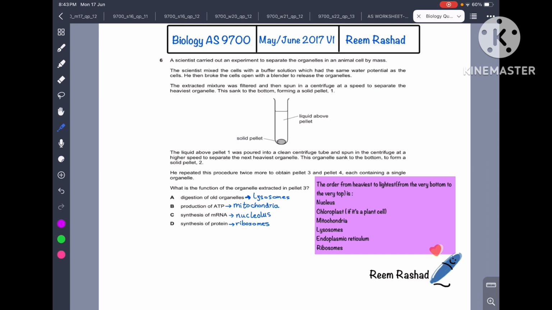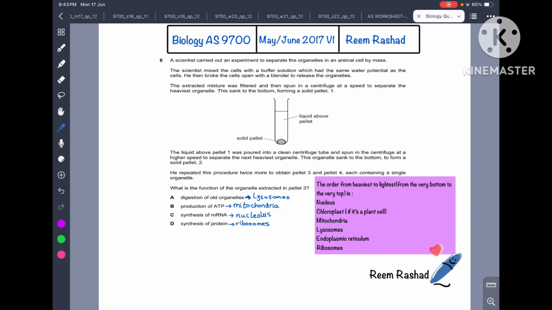So here he's dealing with an animal cell. So we have to know that the animal cell doesn't contain a chloroplast. The scientist mixed the cells with a buffer solution which had the same water potential as the cells. He then broke the cells open with a blender to release the organelles. The extracted mixture was filtered and then spun in a centrifuge at a speed to separate the heaviest organelle.